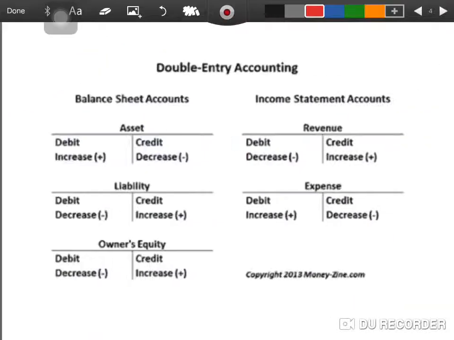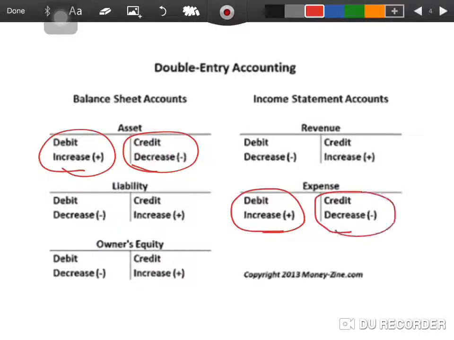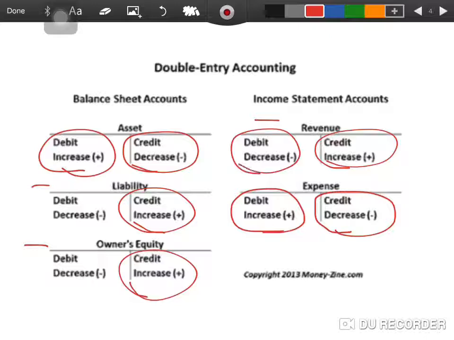Okay, another slide that explains the same point. Assets, whenever they increase, debit; whenever they decrease, they have to be credited. Expenses, whenever they increase, they have to be debited; whenever they decrease, they have to be credited. The other three accounts, which are revenue, liability and owner's equity or capital, so whenever they go up, they are recorded on the credit side, the right hand side, and when they go down, they are recorded on the debit side or the left hand side.